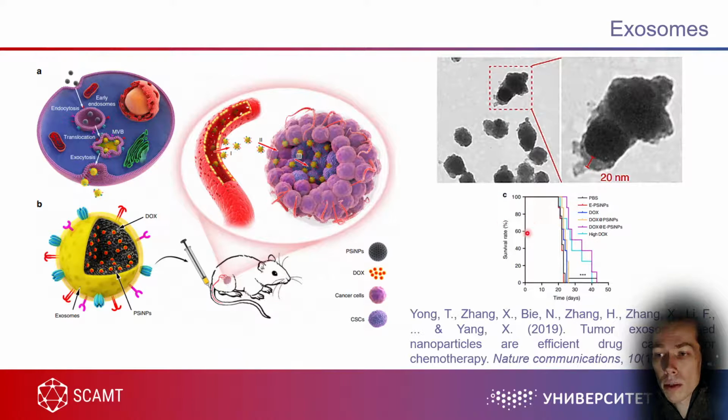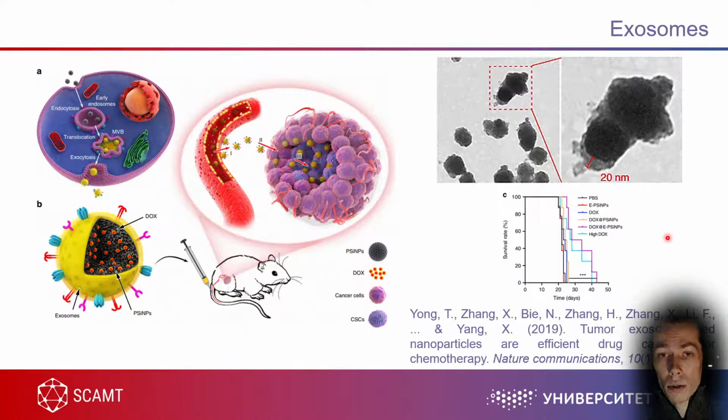And if you look at this survival rate plot, you can see that these exosomes are very efficient in tumor suppression, because they have the same suppression efficiency as a high concentration of DOX. So instead of using a very high, obviously toxic concentration of DOX, you can just use exosomes loaded with DOX and achieve the same survival rate as with the high concentration. Compared to just the usual concentration of DOX, survival rate increases maybe twice. So it's a very nice result.